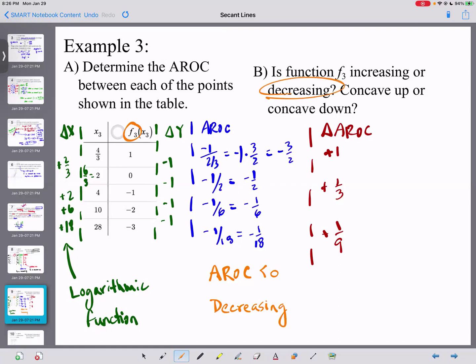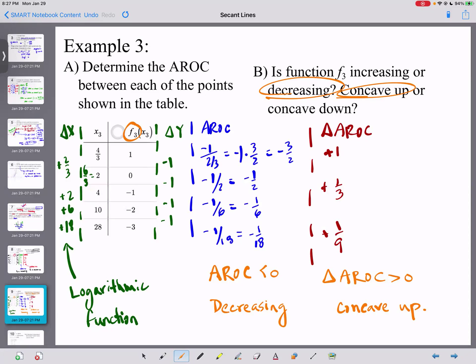And I'll show you a picture of this in a second. However, its delta AROC is not negative. Its delta AROC was positive. Since our delta AROC is positive, what does that mean about each following slope? It means that each slope, though they are negative, is not as negative as the one before it. The slopes are increasing, though they are still negative. So though the function is decreasing, the function is actually concave up. And that's because delta AROC is greater than 0.